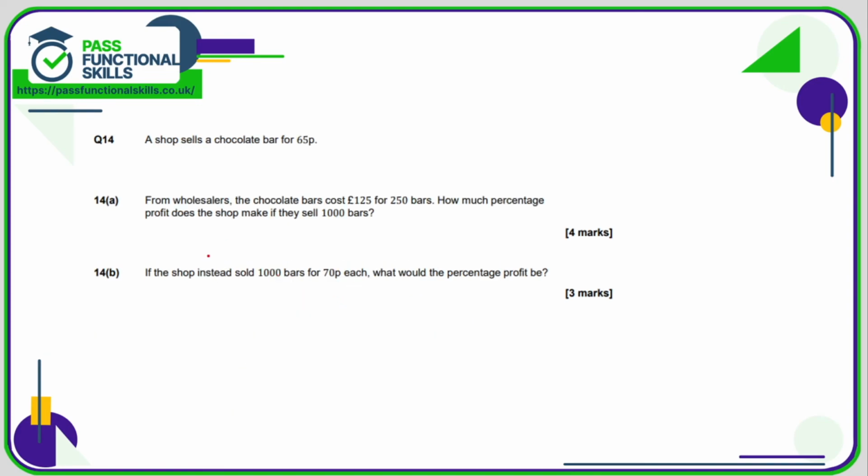And question 14. So a shop sells a chocolate bar for 65p. From wholesalers the chocolate bars cost £125 for 250 bars. How much percentage profit does the shop make if they sell 1,000 bars? Okay, so 1,000 is 4 250s, so they will spend 125 times £4, which is a total of £500. And they will sell them for 65 pence times 1,000, so that's 65,000 pence, in other words, £650.